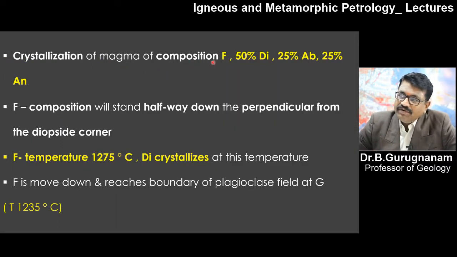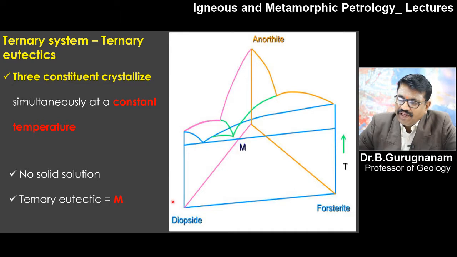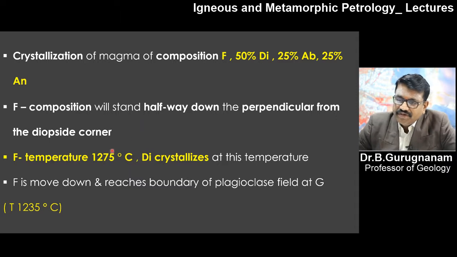Crystallization of magma component: forsterite 50%, diopside 25%, albite 25%, anorthite. That is the eutectic point, at which you will get 50% forsterite, 25% diopside, and 25% anorthite. So this is the combination at which ternary eutectic will form. The forsterite composition will stand halfway down the perpendicular from the diopside corner. So that's what you have seen, perpendicular from the diopside corner. This is halfway. It is 50% forsterite in composition, the point at which three will join together and form.